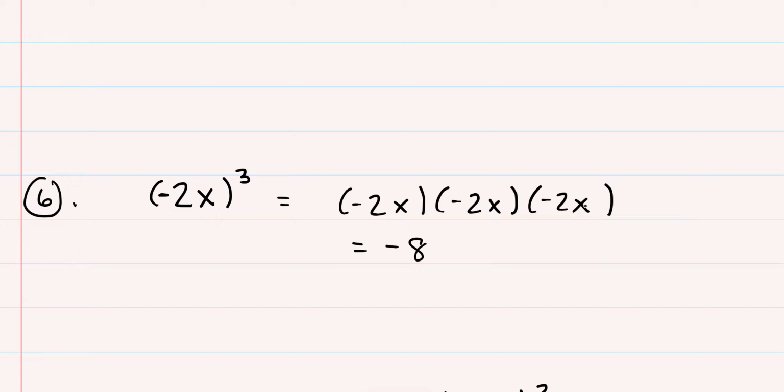Then you have an x, x, and an x. And because none of them have an exponent, we can just put a 1 here. So we have 3 of these, so this is x cubed.